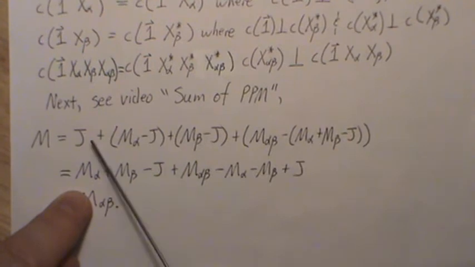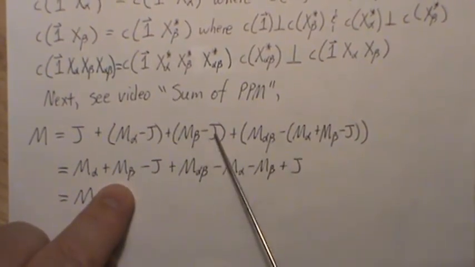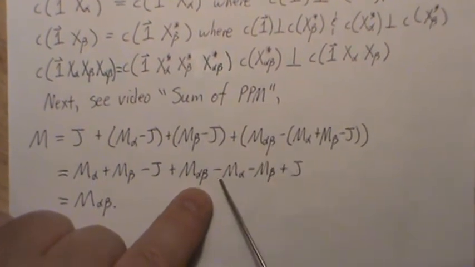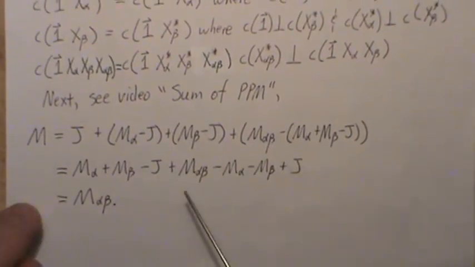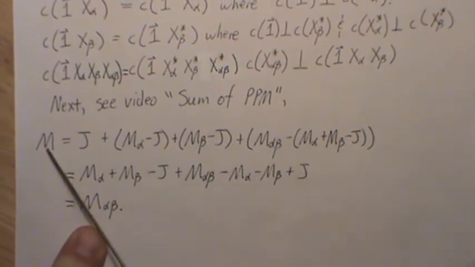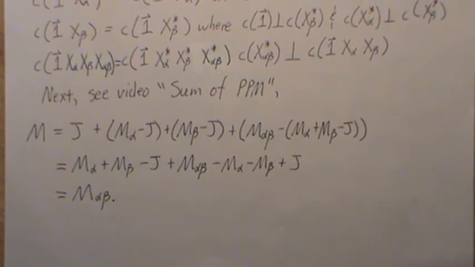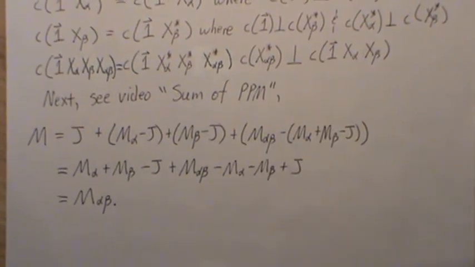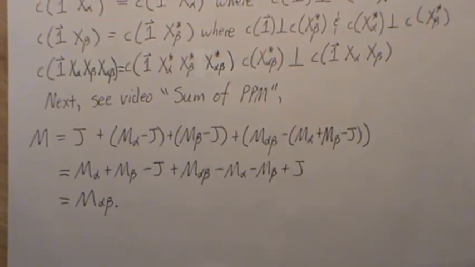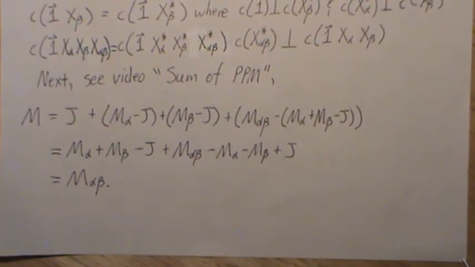But when you write this out, this J cancels with that, M beta comes down, the minus J comes down, you distribute the J, cancel, and everything cancels but M alpha beta. And that's what we were saying earlier, that those two perpendicular projection matrices were the same perpendicular projection matrix. Okay, well that's all I have for this video.